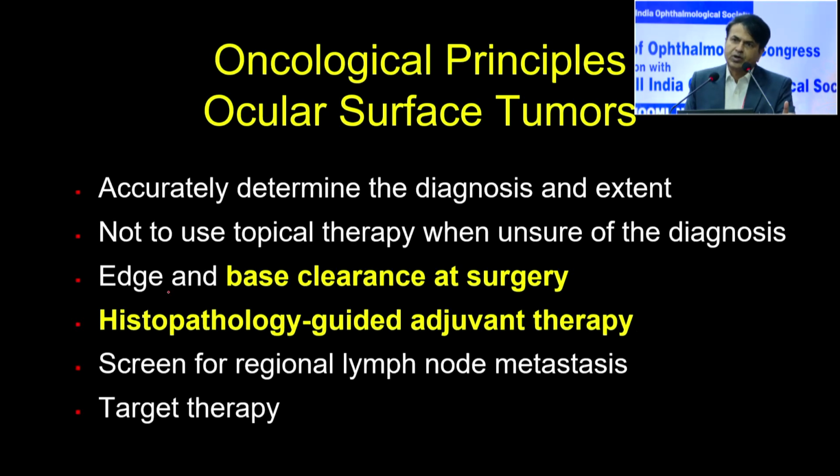So it's best to avoid recurrences, and for that reason we incorporate what are called oncological principles in the management of these tumors. The most important oncological principle is that the excision should be complete. How do we know excision is complete? You have to have histopathological evidence of edge as well as base clearance.